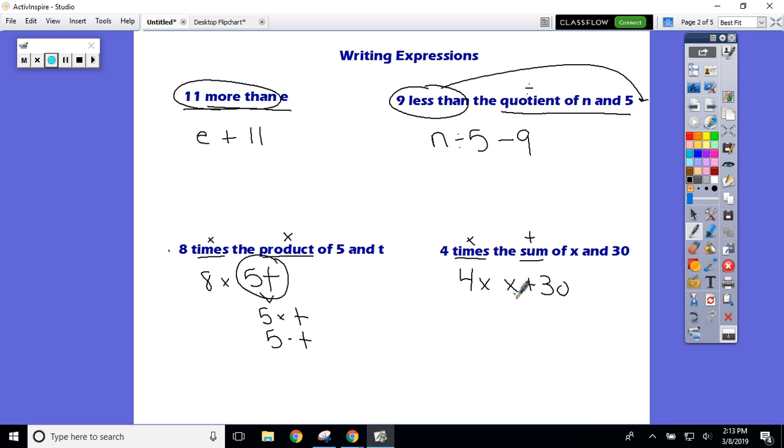And having the times and the x next to each other looks kind of messy, so I'm going to put some parentheses around this. Plus this lets me know I need to find the sum of x and 30 first, and then I can multiply 4 times.